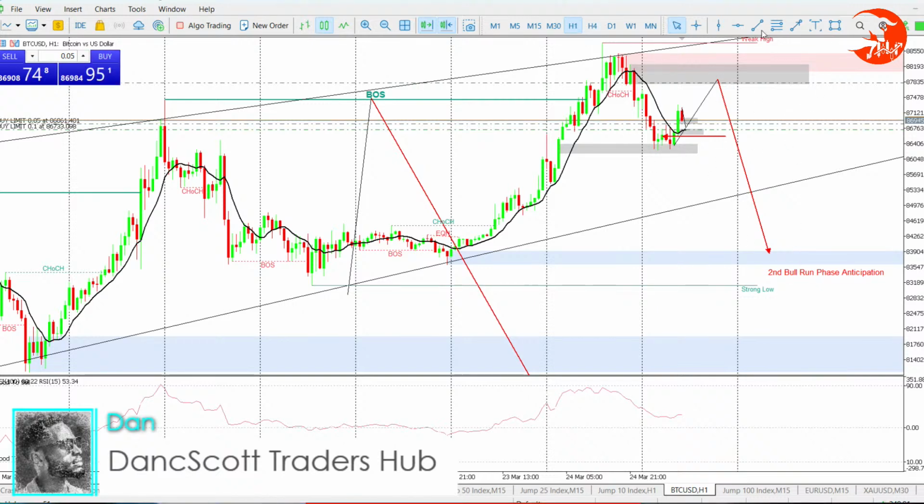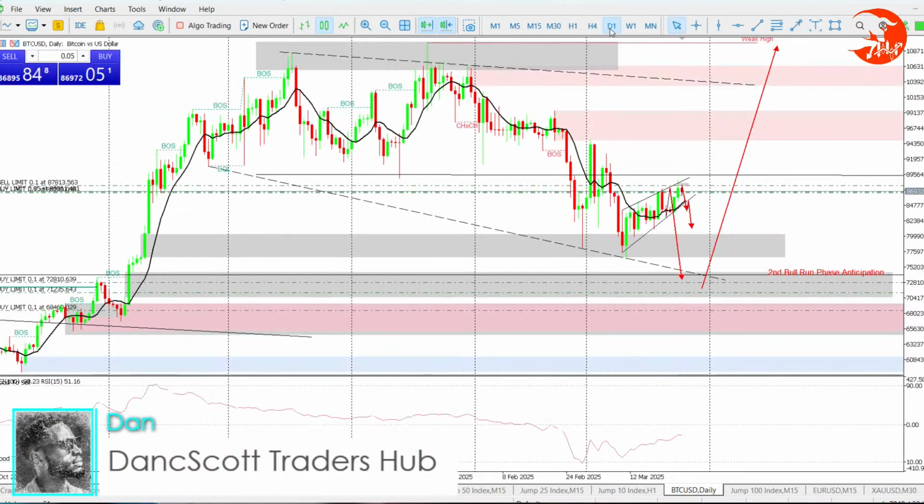Once we see a breakout, then something like that will be anticipated at a later stage, and then of course comes a continuation to take us all the way down below to this other fair value gap. All right, so that's it.